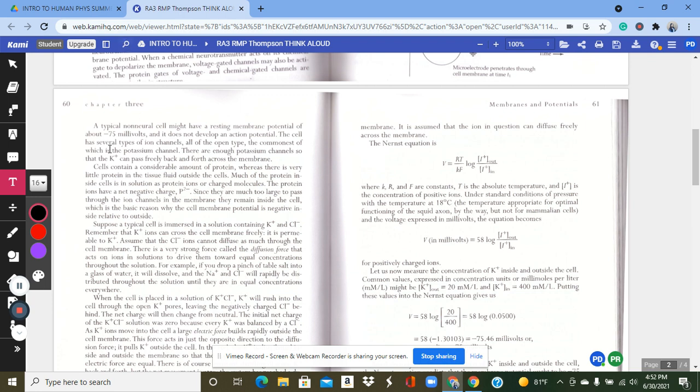So cells contain a considerable amount of protein, whereas there is very little protein in the tissue fluid outside the cells. Much of the protein inside the cells is in solution as protein ions or charged molecules. The protein ions have a net negative charge, and since they are too large to pass through the ion channels in the membrane, they remain inside the cell, which is the basic reason why the cell membrane potential is negative inside relative to outside. Oh, okay.